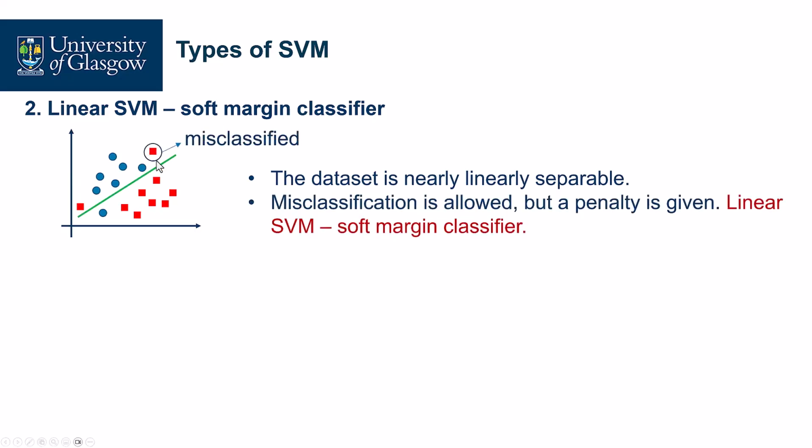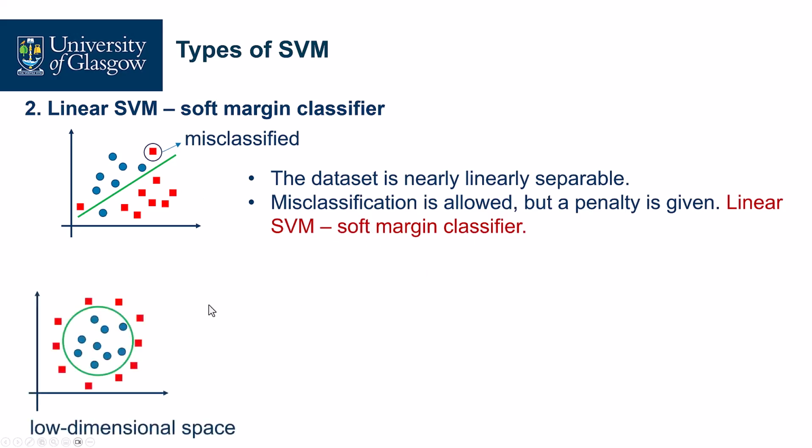For example, this point is misclassified. This is also misclassified, right? So we can allow misclassification, but a penalty will be applied to try to avoid it as much as possible. So there is a trade-off. This one, we call the linear SVM soft margin classifier.